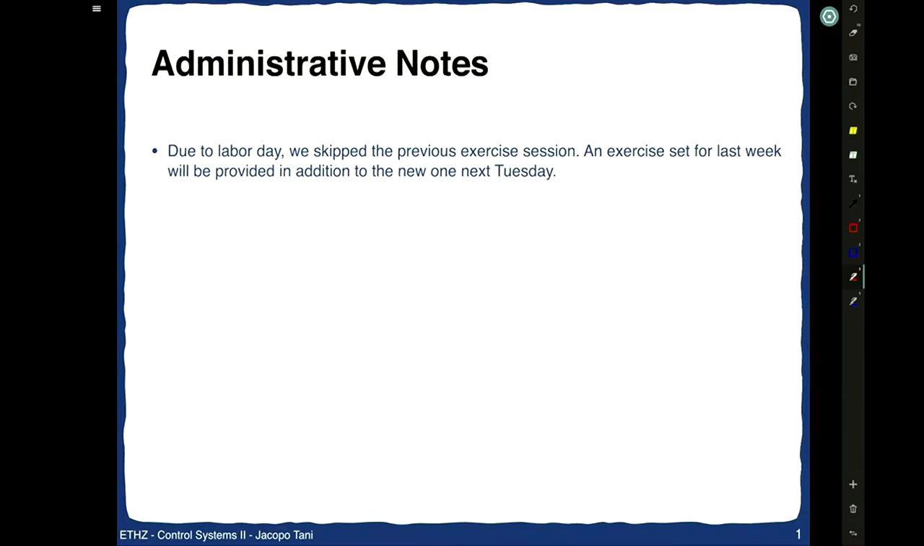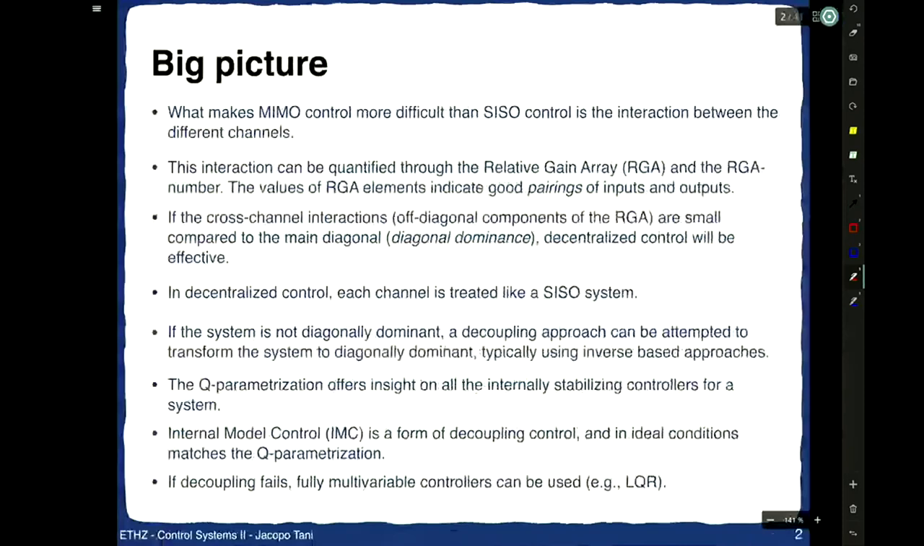So what's going on at this point in the class? We have started talking about controls, right? And after going through all the basics of the analysis and seeing what are the really important things for controllers, we ended up starting to ask ourselves, yes, but how do we actually design controllers that can achieve all the nice properties that we talked about before?